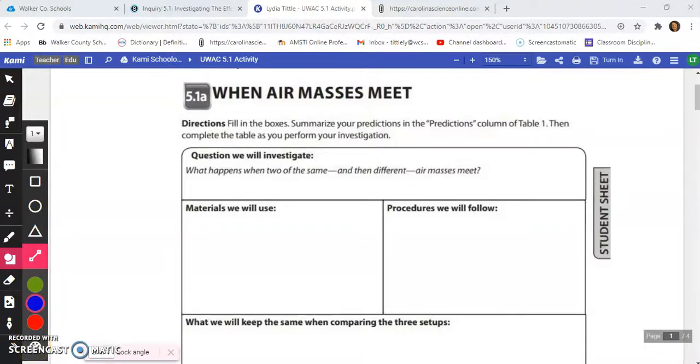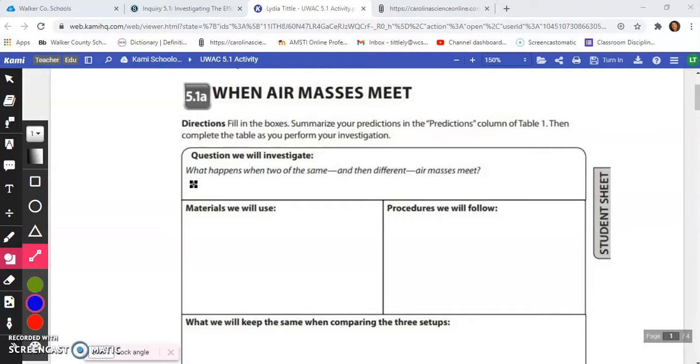In Inquiry 5.1, we're going to observe what happens when air masses meet. Our question for this lab is going to be what happens when two of the same and then two different air masses meet. So what we're going to be looking at is, using our convection tubes again, we're going to be looking at two cold air masses.